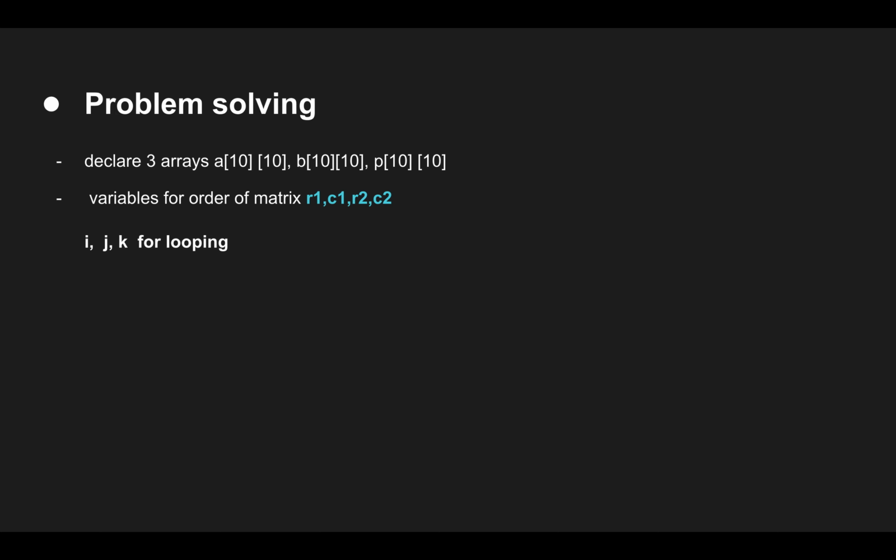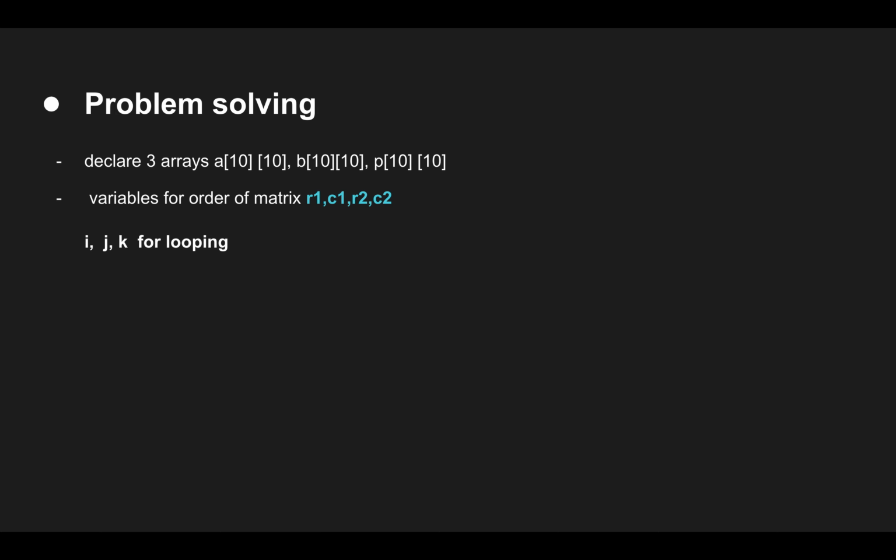And after this, we'll check the order of the matrices. As we have discussed before, in order to multiply two matrices, the number of columns of the first matrix needs to be equal to the number of rows of the second matrix. So we'll write some block of code that will test the order of the matrices. And after this, we'll input the values for the two matrices.